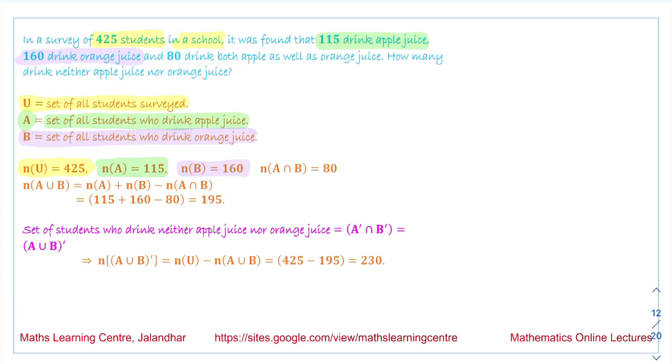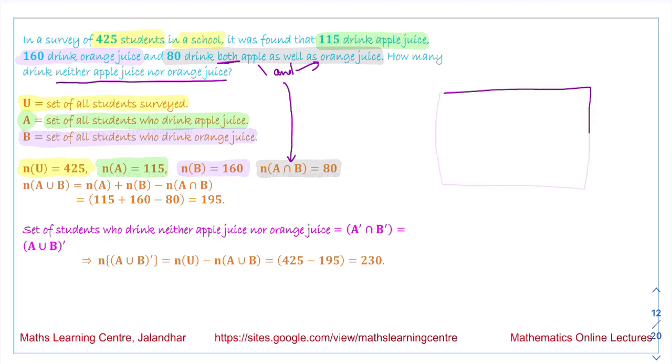And last it is given that 80 drink both apple as well as the orange juice. So this value 80 is equal to the number of elements which drink both. Both means they drink apple and orange juice, and it means it is intersection over here. We have to calculate how many drink neither apple juice nor the orange juice.